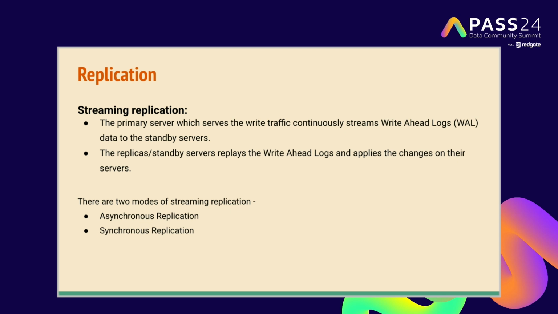The primary server, which serves the write traffic, continuously streams the write ahead logs to all the standby and read replicas. The followers will replay these write ahead logs and apply the changes on their servers. There are two modes of streaming replication: one is synchronous replication and one is asynchronous replication.